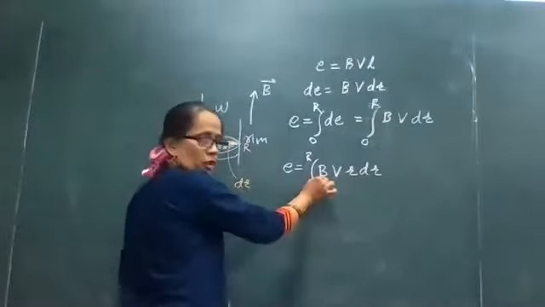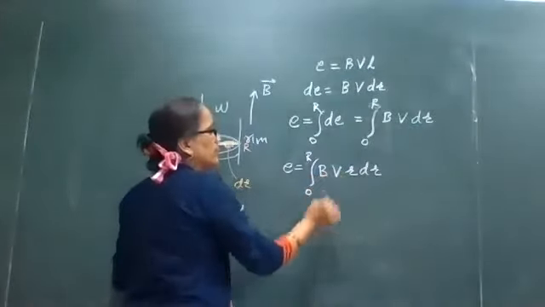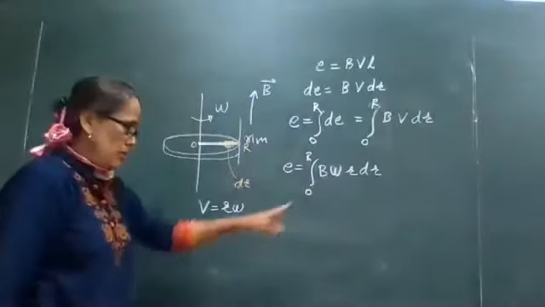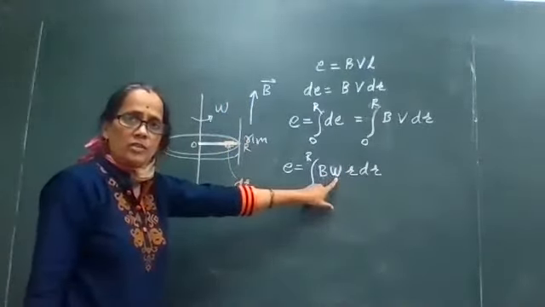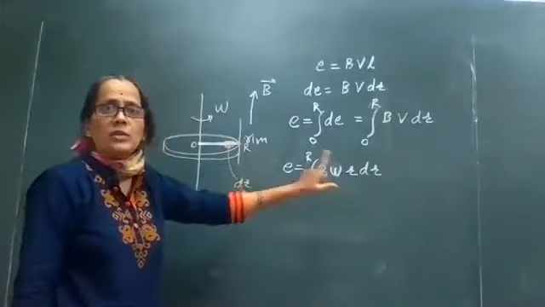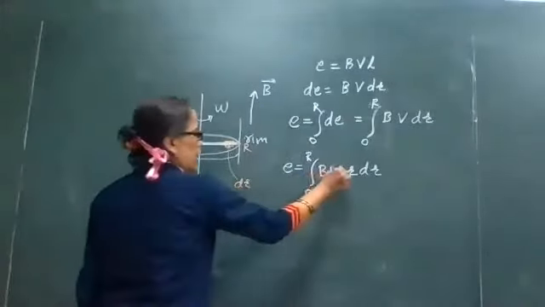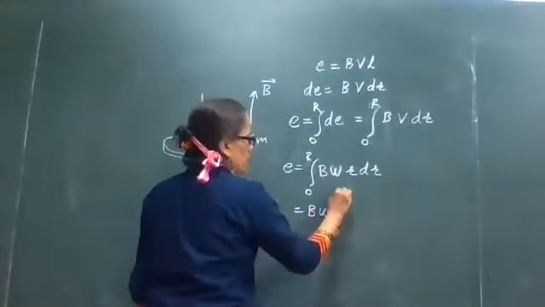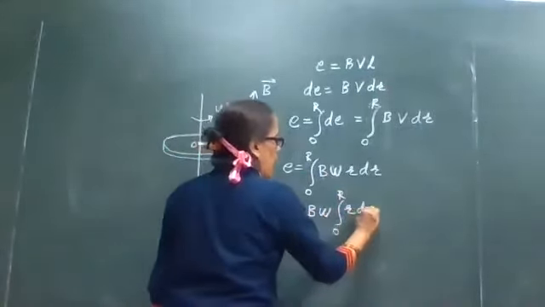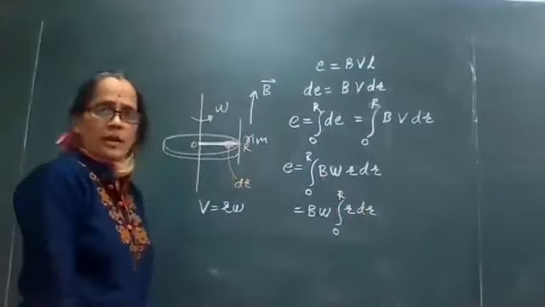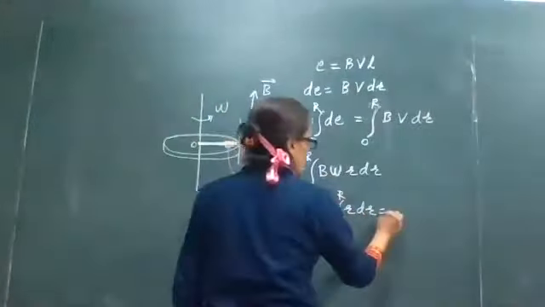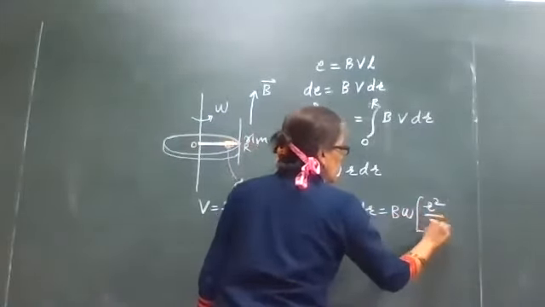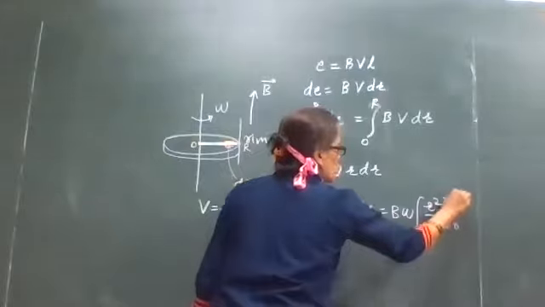Now this B is a uniform magnetic field. Then your omega is a constant angular velocity of the disc by which it is rotating in the uniform magnetic field. So B and omega I will take out of the integration. So inside the integration is what? r dr. And you know the integration of r dr is nothing but r square by 2, and your integration limits are from 0 to capital R.